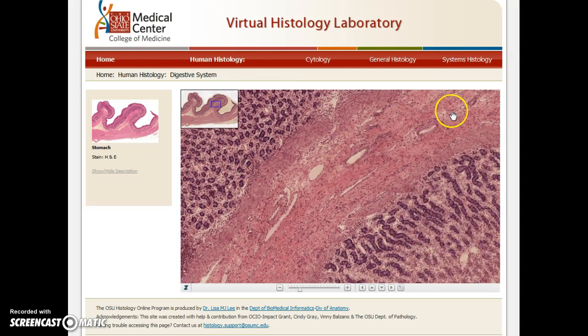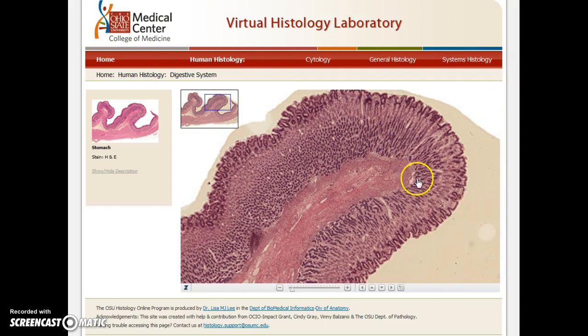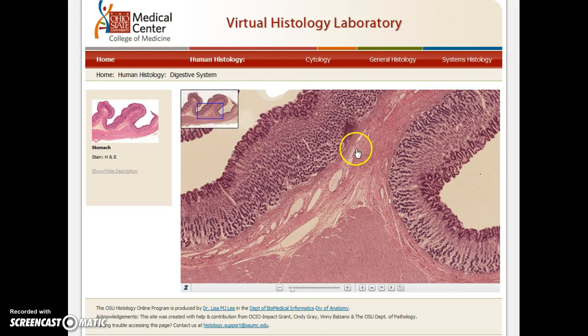Then we have this area of connective tissue right here. This is the submucosa, and this is on a fold, so you can see how there's actually some mucosa here as well. And all the way underneath there is your submucosa.